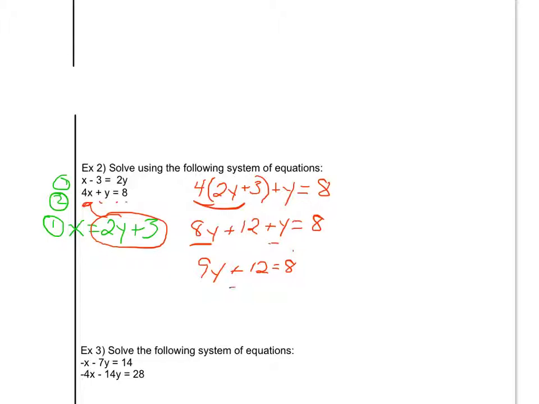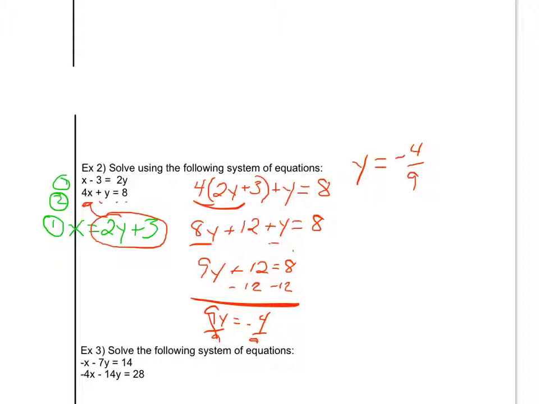I now get rid of add or subtract, so I take 12 from both sides, giving me 9y equals negative 4. I divide both sides by 9. They cancel here. I'm okay with fractions, so I get y equals negative 4/9. That cannot be reduced.